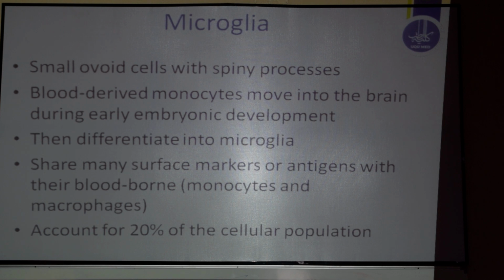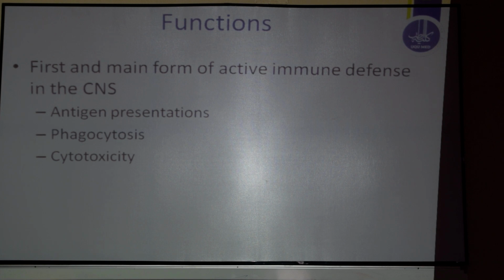You understand surface markers? There are some molecules that give specific indication in the membrane. Marker means that if we see something is present, we say this is due to this. If it is absent, this gives some manifestation. It's a laboratory test. Antigens are shared with the blood monocytes. If they are 20% of the cells, this is very important. Each type is important. So they are related to the brain. Blood and brain are related. The main function is first forming the active immune defense, and then antigen presentation, phagocytosis, etc.